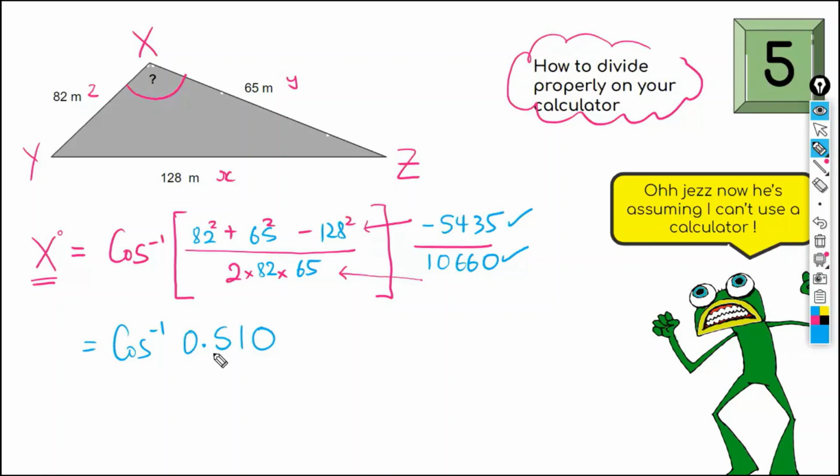3 decimal places. So let's cos inverse this now. Second function, cosine 0.510. And you all will have 59.336. But I'm allowed to go to 2 decimal places now because we've reached the end of the calculation. By the way, if you want to keep going to 3 decimal places, you can leave your final answer to 3 decimal places. But that's overkill. Work with 3 decimal places, and at the end of the question, go to 2. You're safe with that, believe me.